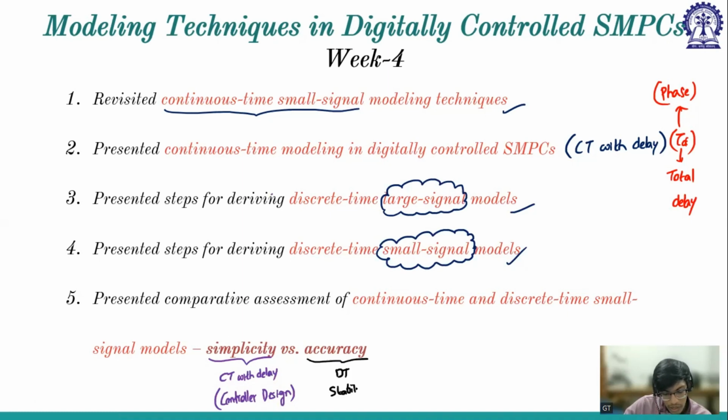So when we have designed a controller, first you can simulate and check whether the system is stable. But before simulating, if you want to do it mathematically, then you can use the discrete time small signal model and find the eigenvalues and see whether they're inside the unit circle or not.